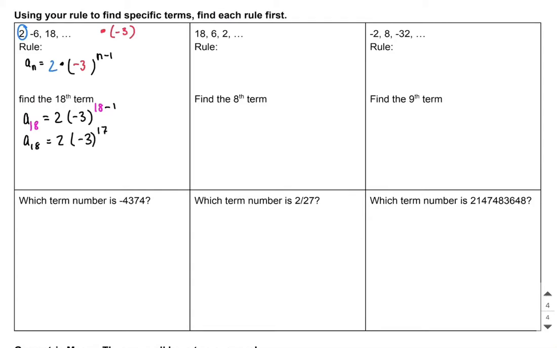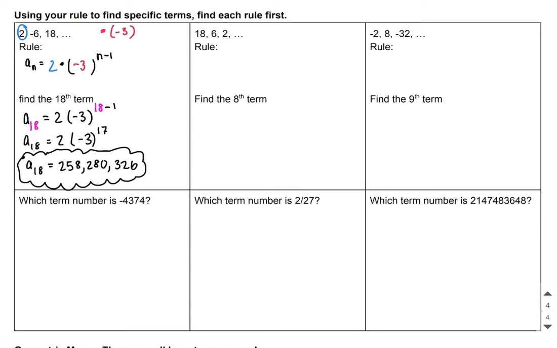And you have to do this in your calculator. This is why you need a calculator for this class. Negative 3 to the 17th power times 2 is going to give me a really big number, 258,280,326. And that is my 18th term. That's how big it is.